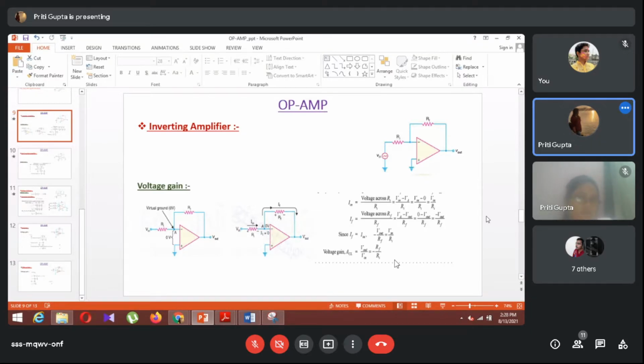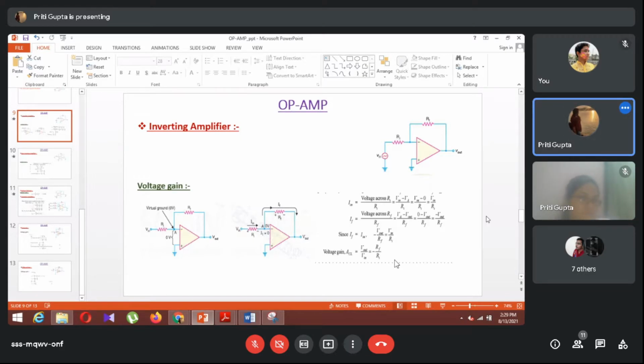Okay, next. Same figure. You don't need to draw the figure now. Just write down problem number 2. Determine the output voltage for the circuit shown in the previous figure.